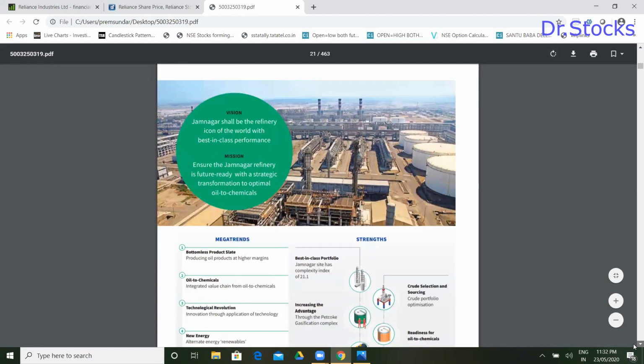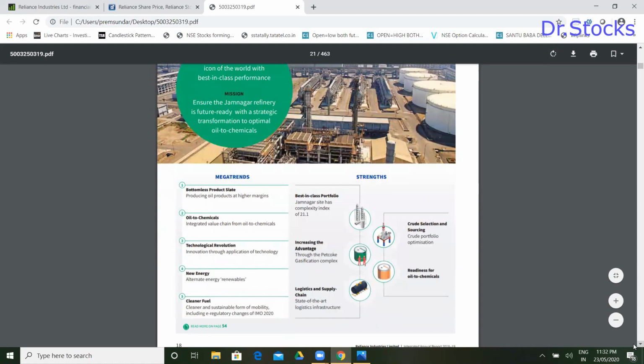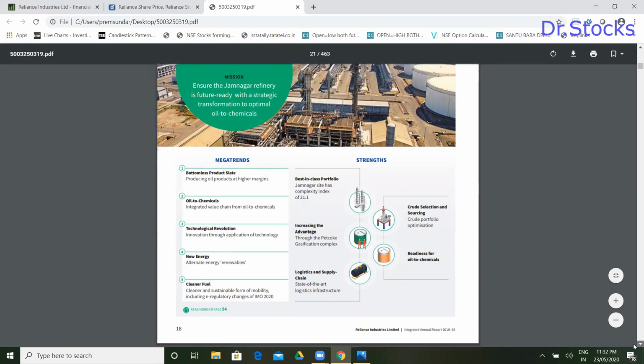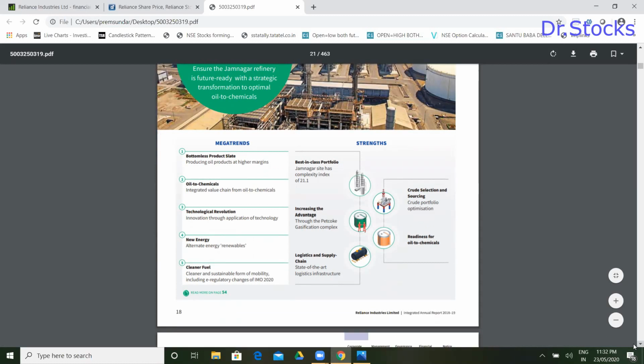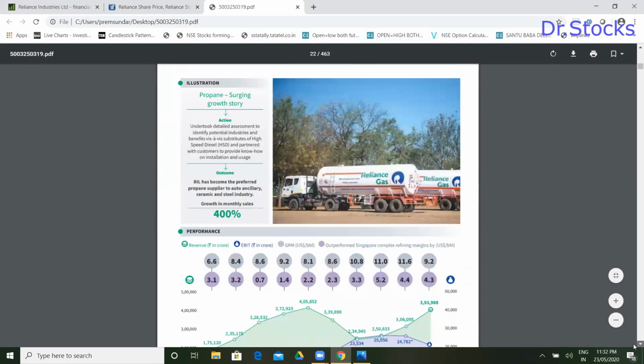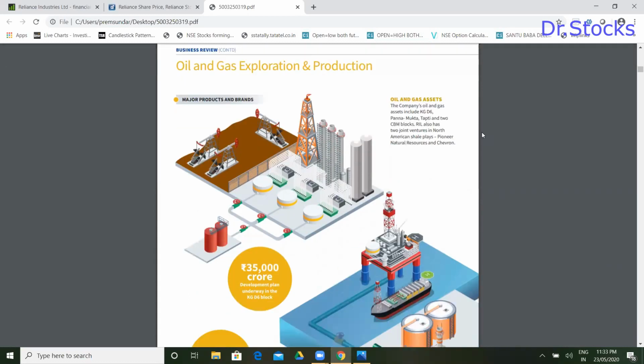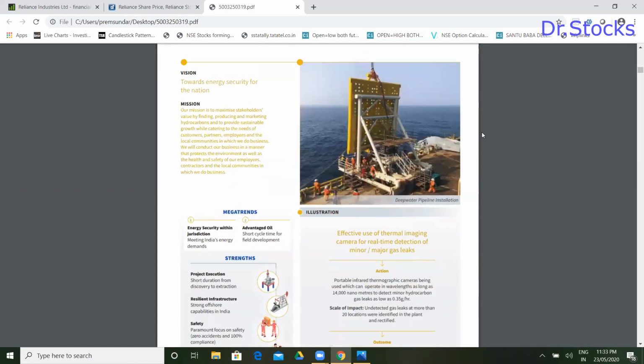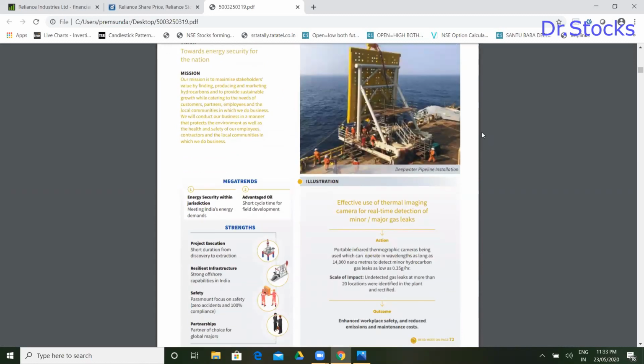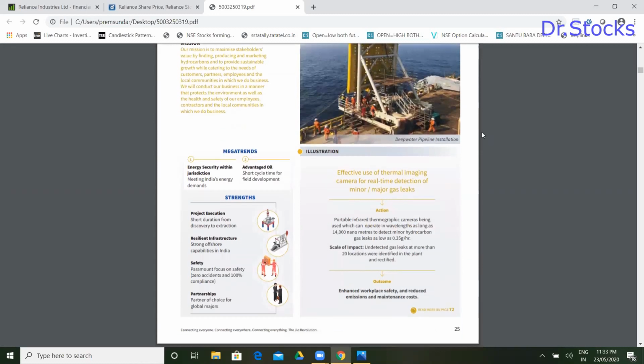Here also these are the major things they are carrying out, like mega trends such as bottomless product slate, oil to chemicals, technology revolution, new energy, and clean fuel. Some of the things they have mentioned are portfolio strengthening and increasing the advantage, along with logistics. The third important business they're doing is oil and gas exploration and production. The main important things they are carrying out, like the mega trends, are energy security within jurisdiction and advantaged oil, and their strengths include safety, partnerships, resilient infrastructure and project execution.